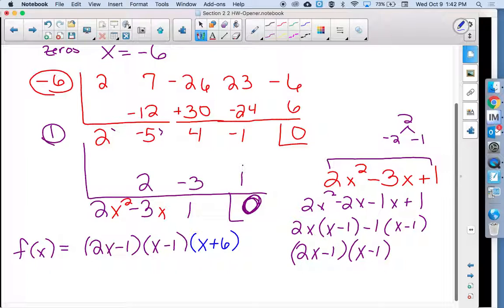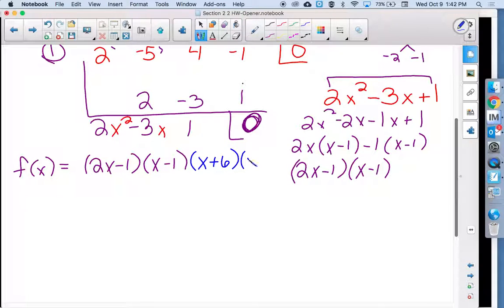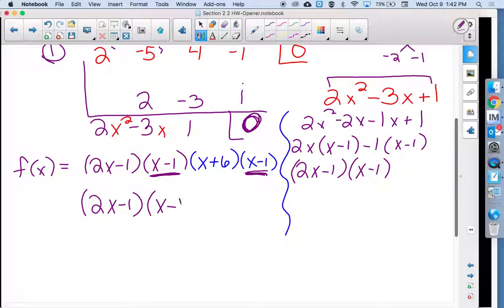And then I have another 0 here as a 1, so that factor would be x minus 1. So could you just write x minus 1 squared? Yeah, so if you notice, you have a -1 and a -1. What's that called? Double root. A double root. So x minus 1 is a double root, and then we have x plus 6.